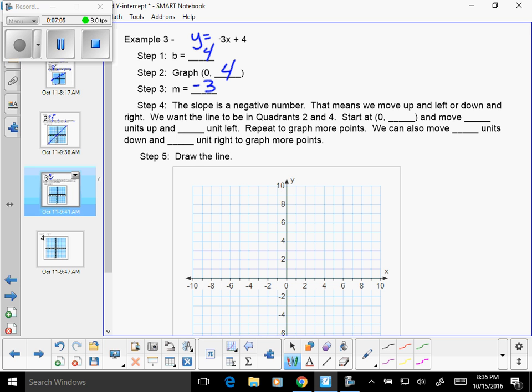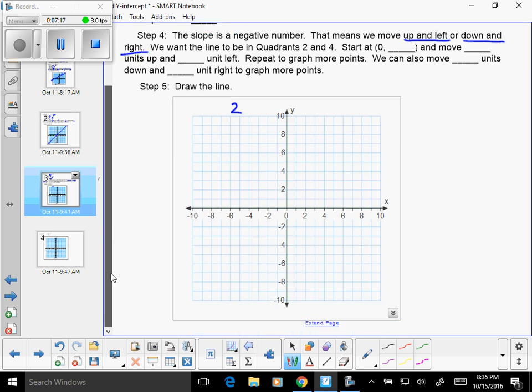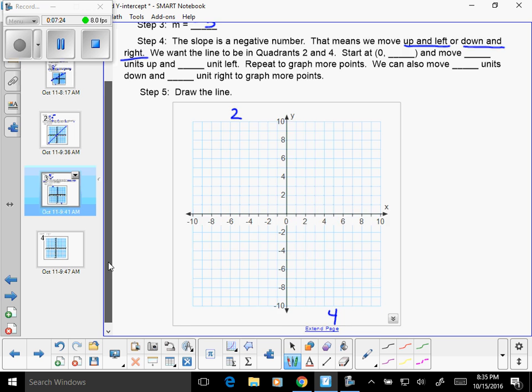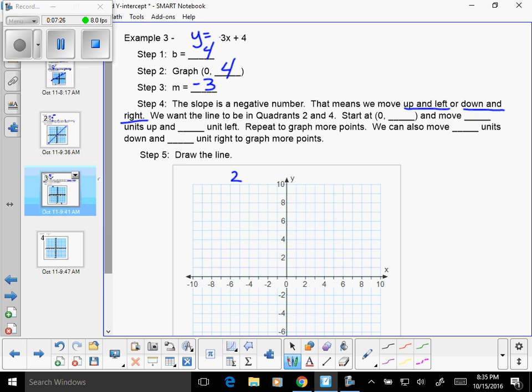Now listen, take note. The slope is a negative number. I need to move up and left and down and right. Otherwise, I'm not going to be in quadrants 2 and 4. Remember, I want to be able to walk down this line. So I am going to graph 0, 4. Better get the right intercept here.